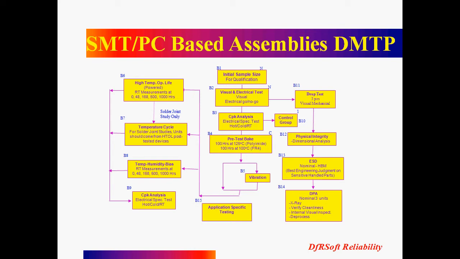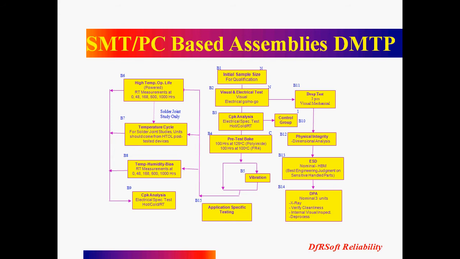is necessary. For example, on qualification testing for assemblies, in addition to high temperature operating life, temperature cycle, and temperature humidity testing, you're going to want to be doing CPK analysis. You're going to be doing visual inspection and pre and post CPK analysis. There may be a pre-test bake. There could be vibration involved. There could be a drop test, physical integrity, ESD testing, destructive physical analysis. These are the kinds of things that are done on qualification testing for assemblies.